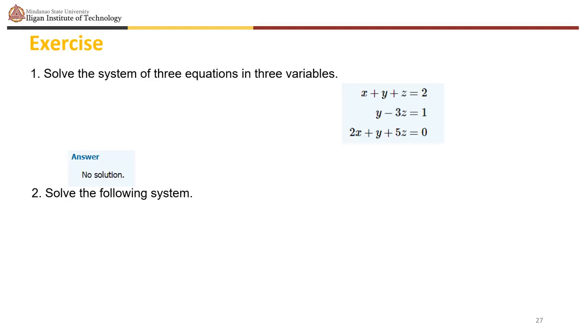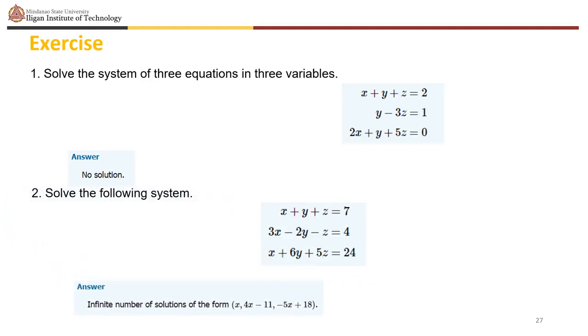And there's number 2, solve the following system. x plus y plus z is equal to 7, 3x minus 2y minus z is equal to 4, x plus 6y plus 5z is equal to 24. So the answer here is an infinite number of solutions of the following form: x, 4x minus 11, minus 5x plus 18. You can try to do this exercise.